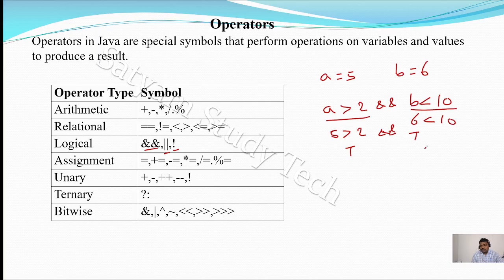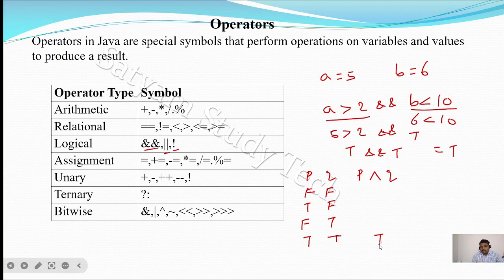So both conditions are true, and the result is true. True and true is true. You may already know this from truth tables. For the AND operator, take P and Q: true and false, false and true, false and false are all false, and true and true is true. AND means both statements must be true for the result to be true; in all remaining cases it is false.